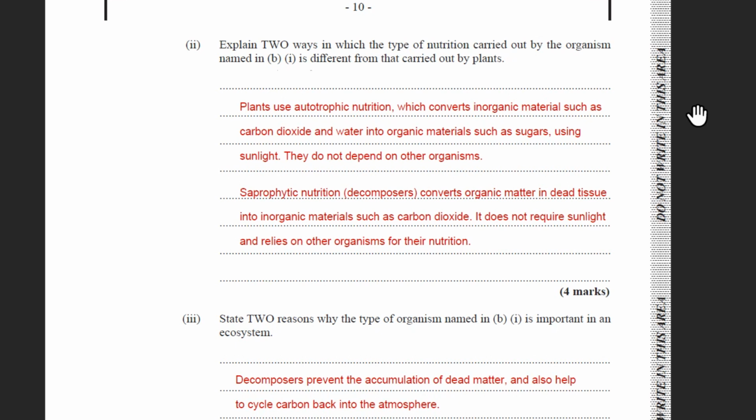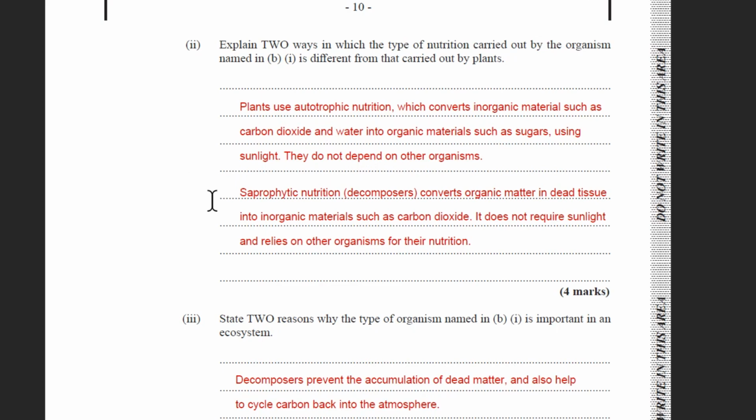So how is it different? Well, plants use autotrophic nutrition, and this is basically photosynthesis. It converts inorganic raw materials such as carbon dioxide and water into organic materials such as sugars, in the case of glucose and starch, using sunlight. They do not depend on other organisms for their nutrition. They basically convert raw materials into organic products.